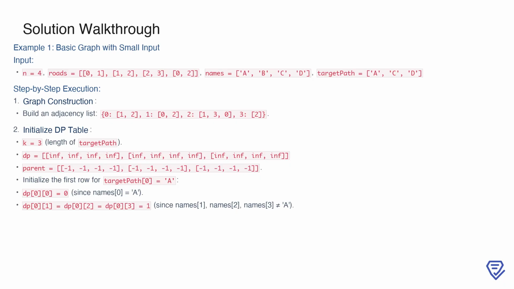Since the target path starts with A, we initialize the first row of the DP table accordingly. If a city's name matches A, the cost is 0, otherwise, it's 1. This setup prepares us to calculate the optimal path in subsequent steps.